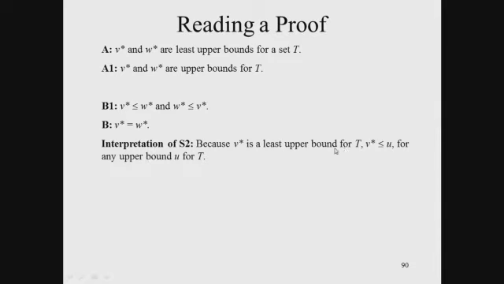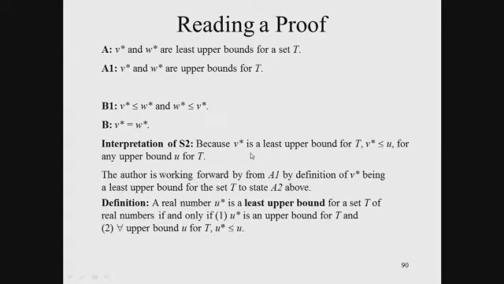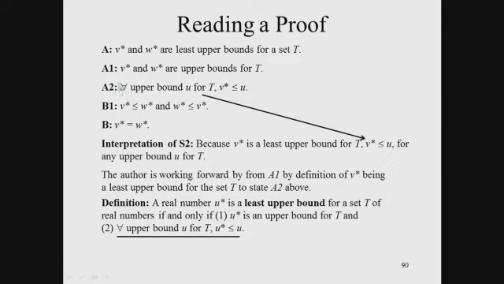Because V star is a least upper bound for T, V star is less than or equal to U for any upper bound U for T. So what do you think the author is doing in terms of proof techniques? Working forward using the definition. Working forward from which statement? A. Yes, working forward from here using the definition. So let's look at the definition again. Now the author is working forward from the fact that V star is a least upper bound. So for any upper bound U for T, V star is less than or equal to U. And that's what the author has written right here.